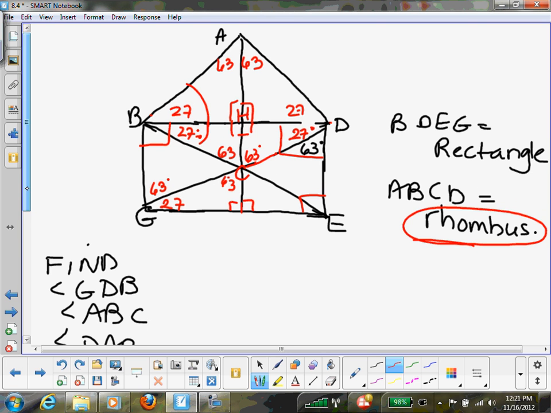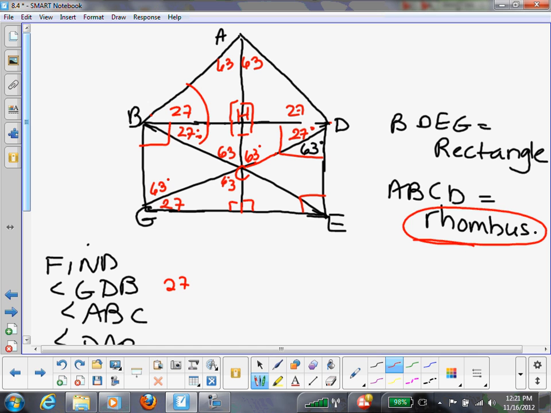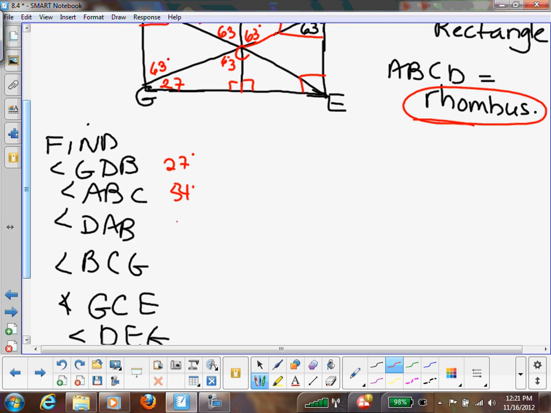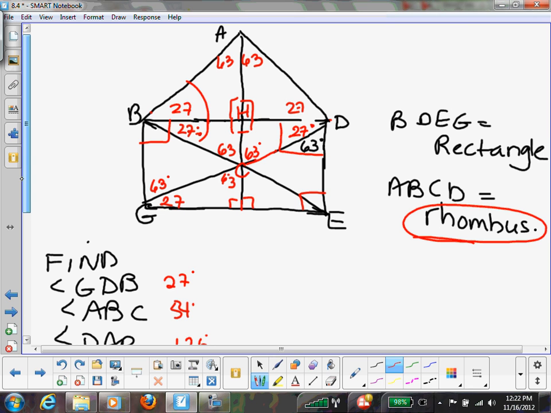Find angle GDB. Well, what is it? 27 degrees. Angle ABC, 54. Angle DAB, 126 degrees. Angle BCG. Didn't figure that one out yet. Okay. How'd you get 54?